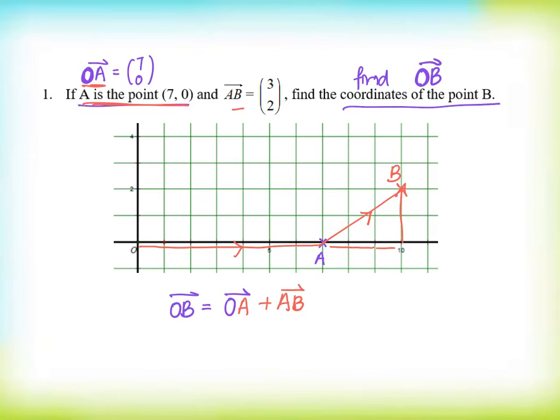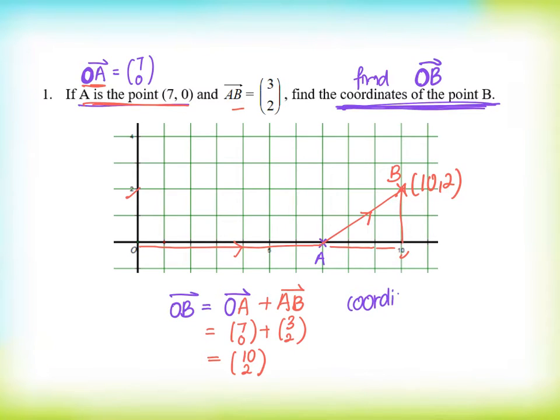So I will have the column vectors. OA is (7, 0), AB is (3, 2). That gives me (10, 2), which is also the point (10, 2). So therefore, answering the question, the coordinates of B will be x equals 10, y equals 2.